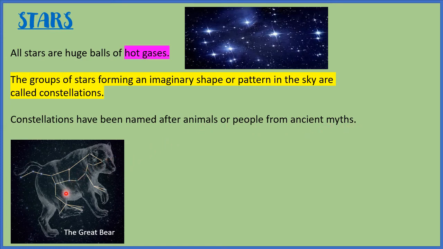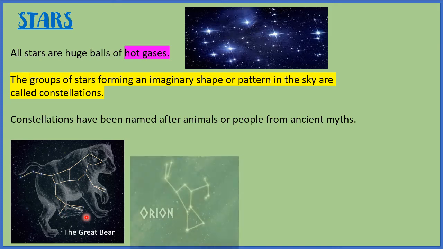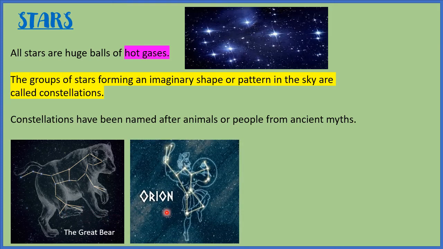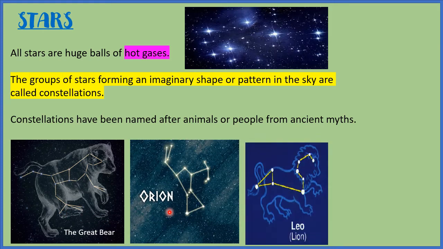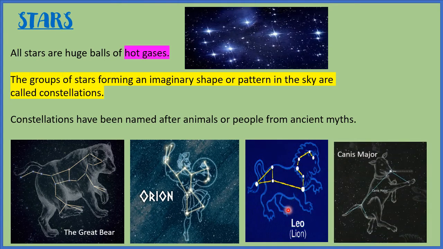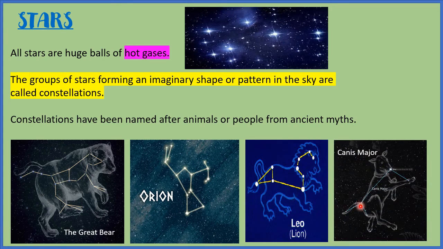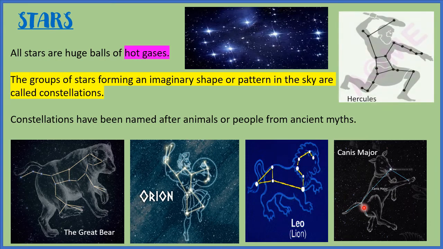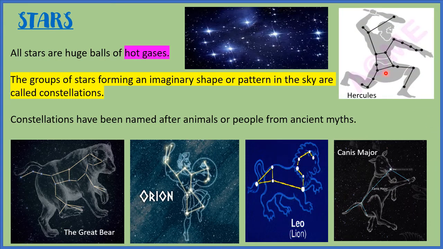Examples of few constellations: the Great Bear, Orion the Hunter, Leo the Lion, Canis Major, the Great Dog, and Hercules, a hero in the Greek mythology.